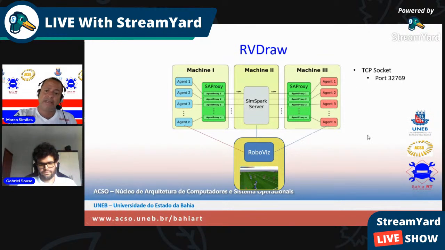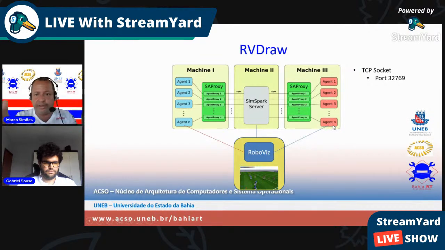The same port used for the RoboViz, the monitor, you can use to plug in a trainer. The last feature I will show you is a feature presented by RoboViz, that is the RVDraw. RVDraw is a feature from RoboViz that allows you to plot some images, some drawings on the screen during the game. So you can make your agents connect directly to RoboViz using port 32769, and when you connect, you can send commands to RoboViz to draw circles, points, or any other kind of forms. We will show this to you later, and you can see that this is a very powerful tool to debug your agents.